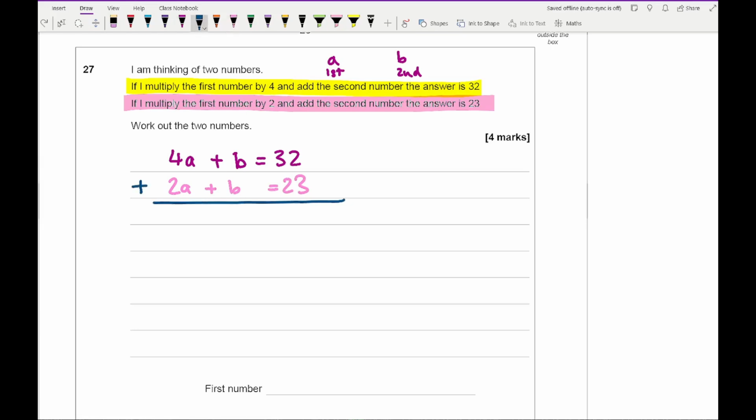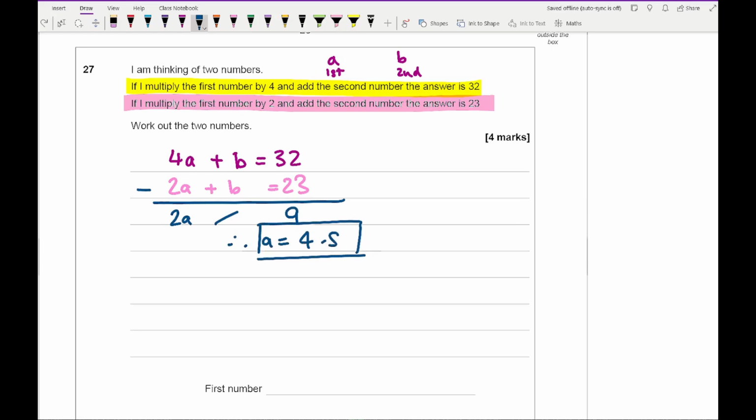So what I then want to do is see if I've got the same number of A's or the same number of B's. I've got the same number of B's. Then check, are the signs the same? Yes, they are. So what I now need to do is subtract those two equations. So 4A take away 2A is 2A. B's cancel out, and 32 take away 23 leaves me with an answer of 9. So that means if 2A equals 9, then A equals 4.5.